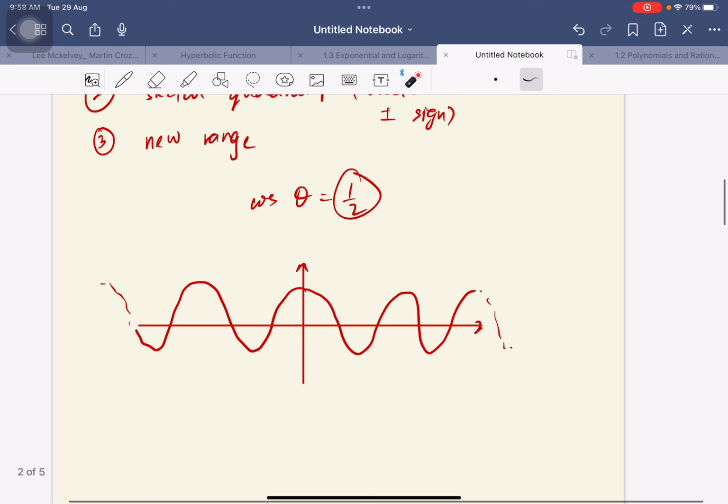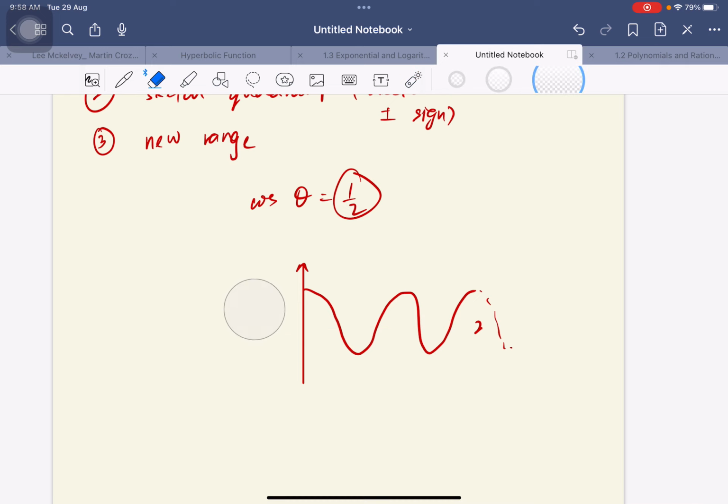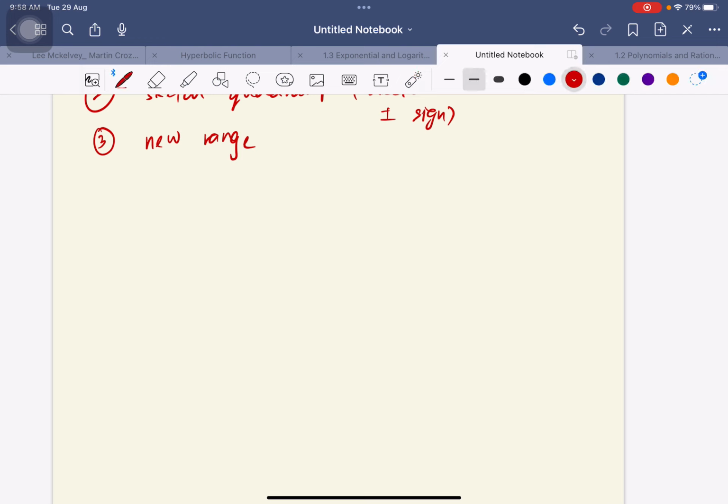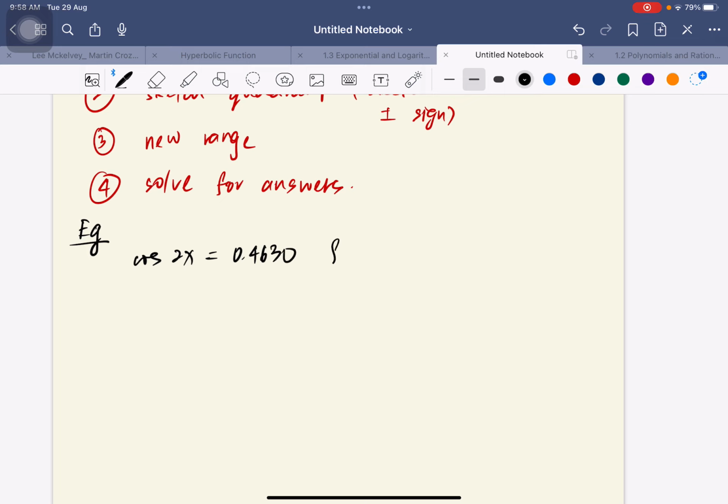And the last step, after determining the new range, is to solve for the answers. Alright, for example, I'll just take a very simple example. Solve the equation cos 2x equals 0.4630 for the range of 0 degrees to 360 degrees.